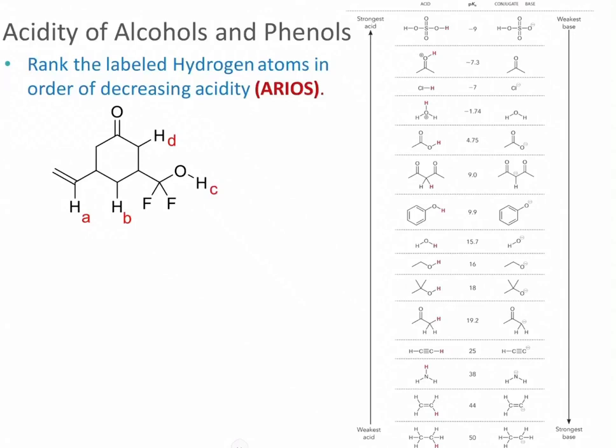Hi there. Let us rank the following labeled hydrogen atoms in the order of decreasing acidity, which means we are going to start from the one with the lowest pKa to the one with the highest pKa. Okay? And of course, you learned about the factors that contribute to the stability of the conjugate base using the acronym ARIO, where A stands for what? Atom. I guess you got it right.